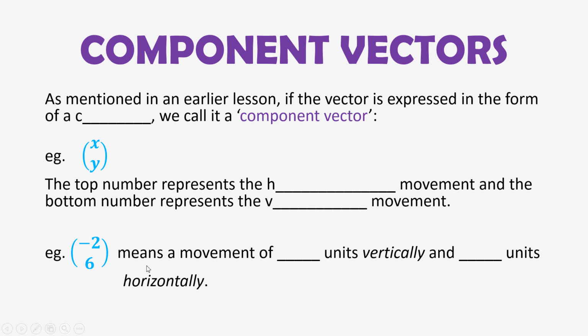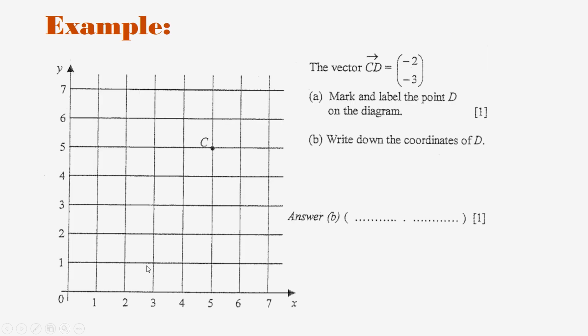Let's do some more examples. So we've got the vector. So here it's got a little coordinate plane. We've got the point C. And they're saying that the vector CD is -2, -3. So this is an example of a component vector. So this is the horizontal movement and this is the vertical movement.